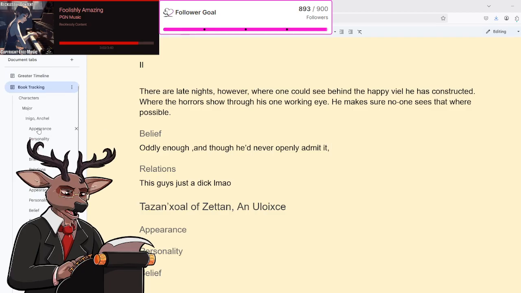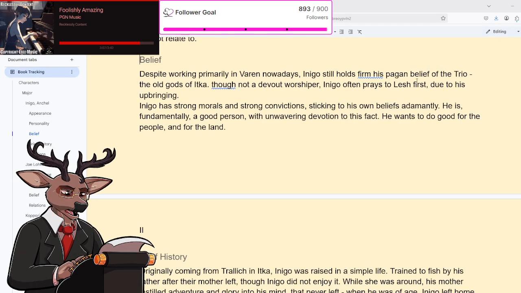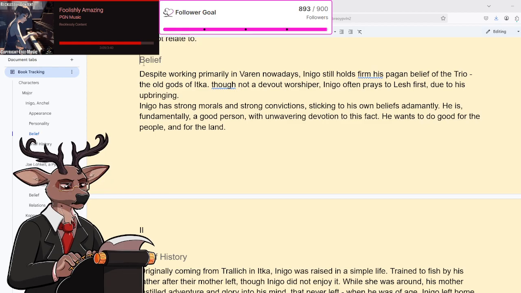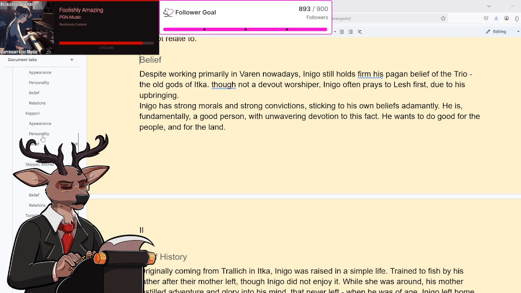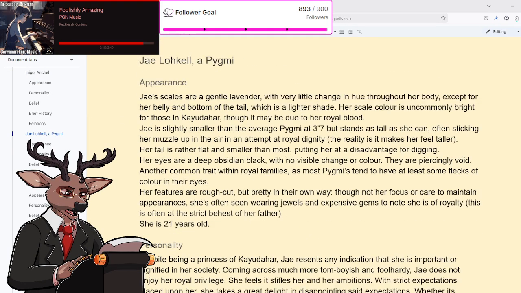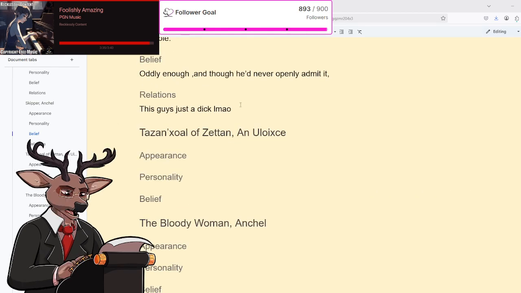Remind me, Inigo follows the free, pagan belief of the trio, right? Yes. Inigo still follows the trio. Jay follows Ilotta. Coterie does not. Skipper, I want to have faith in the five.